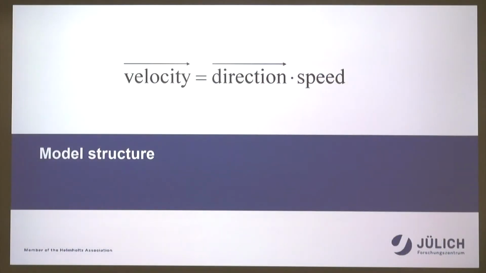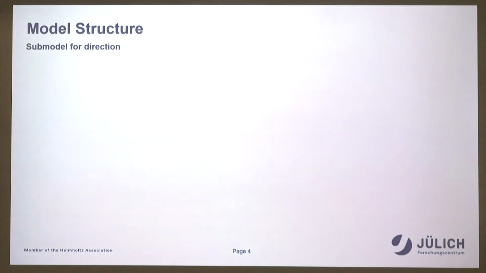To model the movement of pedestrians, we need to define a method to calculate the velocity of the pedestrian. In this talk, all the models I use have the same structure, where the direction of movement and the speed are calculated by 2 submodels separately. We start from the submodel for direction first.